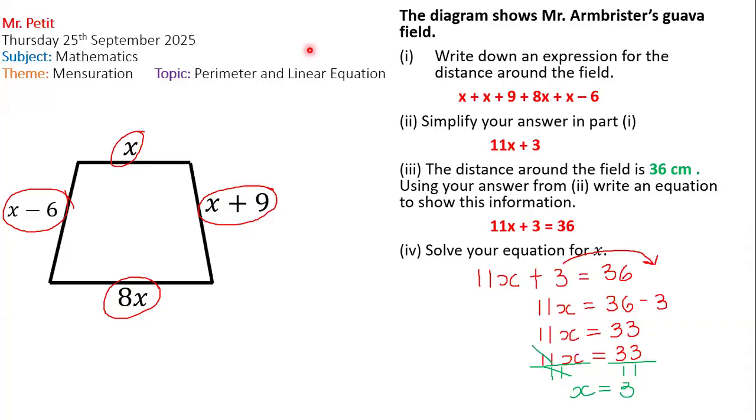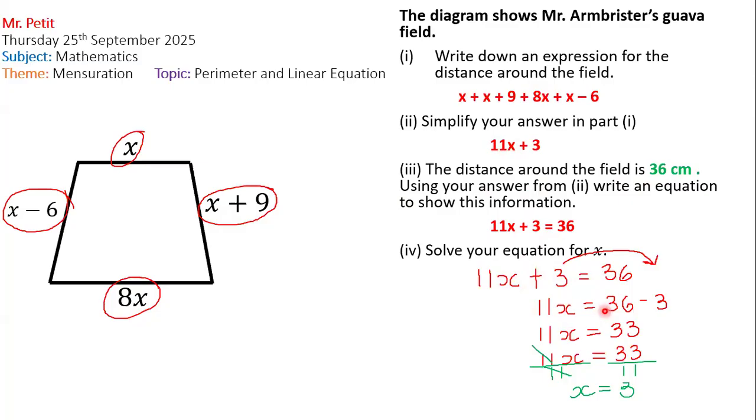Dorcia, can you hear me? I can hear you. Okay, you say you don't understand? Which part don't you understand? The bottom. So you understand how we got the 11x plus 3? You understand why we set it equal to 36? This is the perimeter, right? Yes, sir. Good. Now, how do we solve this?